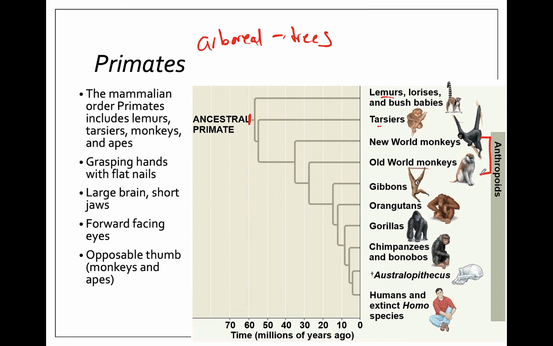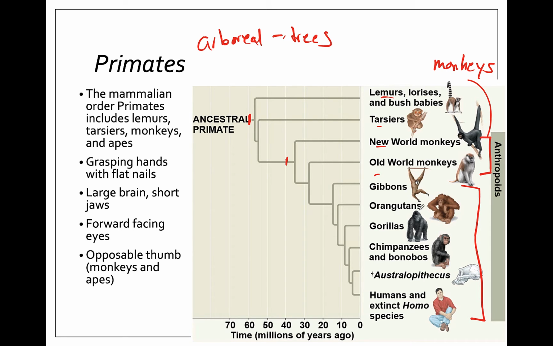So the monkeys here are a paraphyletic group, including this and these two groups. So these are the monkeys. The monkeys are going to have a tail. So we've got the New World monkeys, the Old World monkeys. And then from here down, we can see the apes.